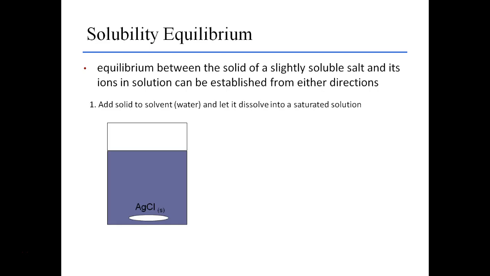We could, for example, start off by adding some salt to water. I could add some sodium chloride to a certain amount of water and let it come to equilibrium. When I first add the solid to water, the rate of dissolving will be greater than the rate of crystallization. This is because we have no ions in solution initially to precipitate out. But as the solid dissolves, we get more ions into solution, so the rate of dissolving will decrease as I approach my saturation point, and the rate of crystallization will increase.